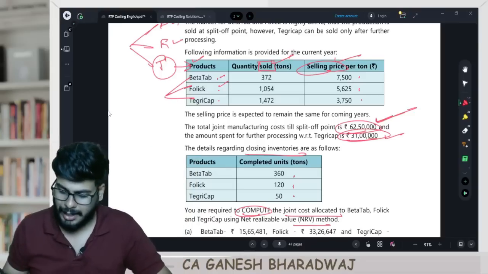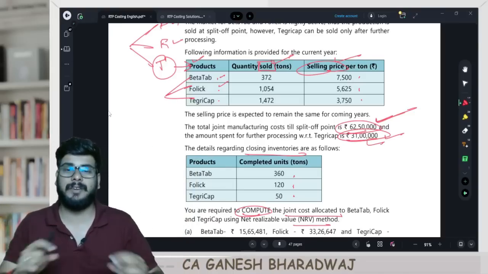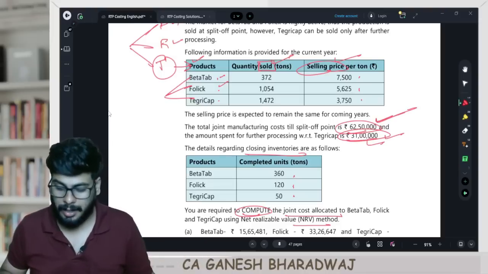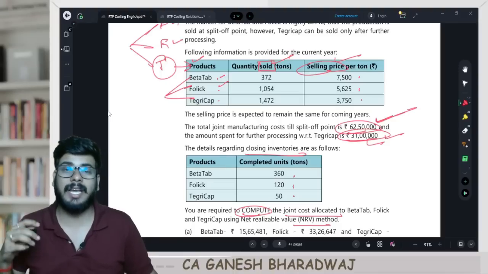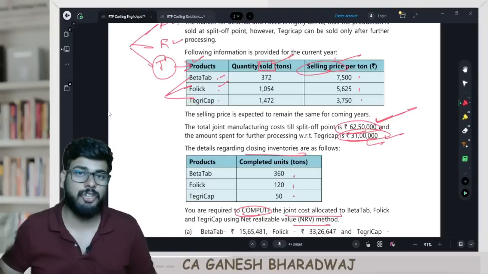For T alone, there is further processing cost. Given the question, 31 lakhs, you reduce that, arrive at the NRV, use that as a base. Wrong. Sir, what is wrong here? That's only correct. No. For the purpose of here, we are calculating the NRV for what? For the purpose of apportioning the joint cost of the products.